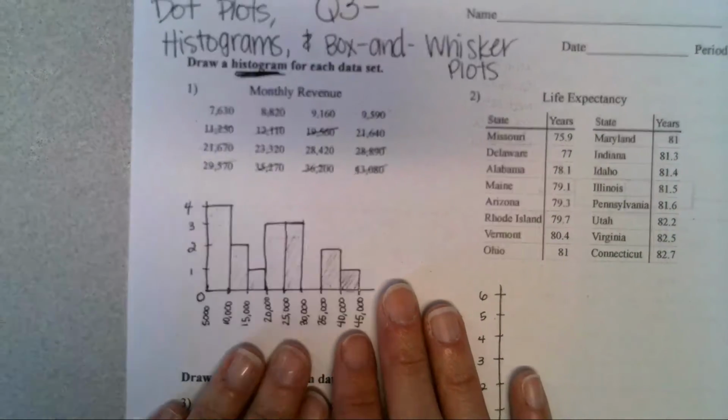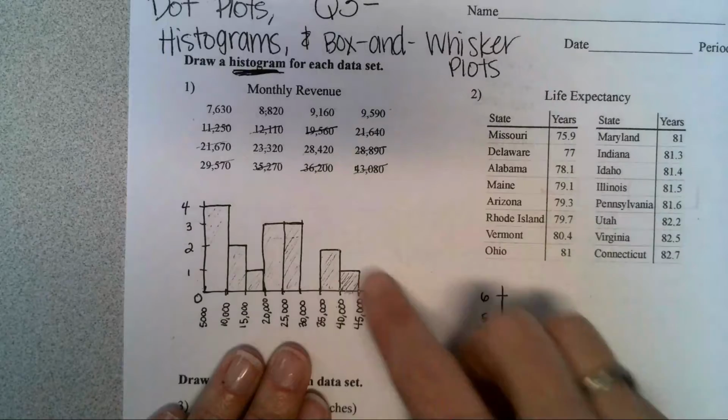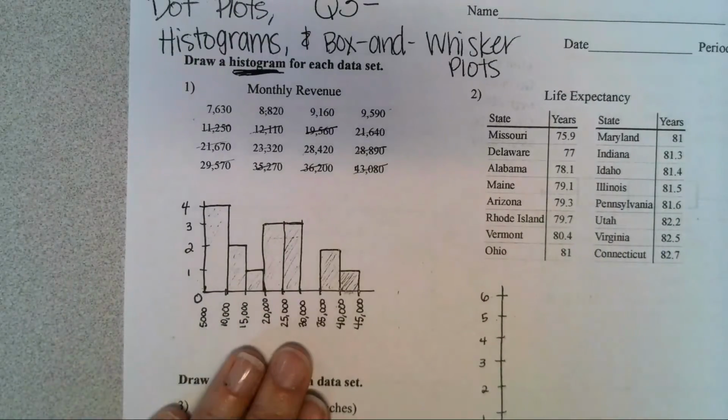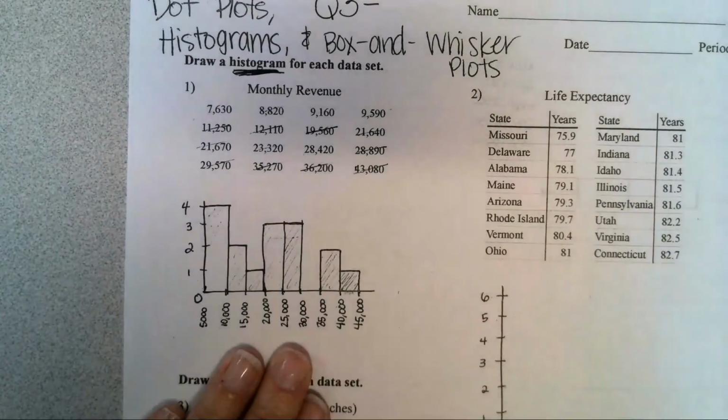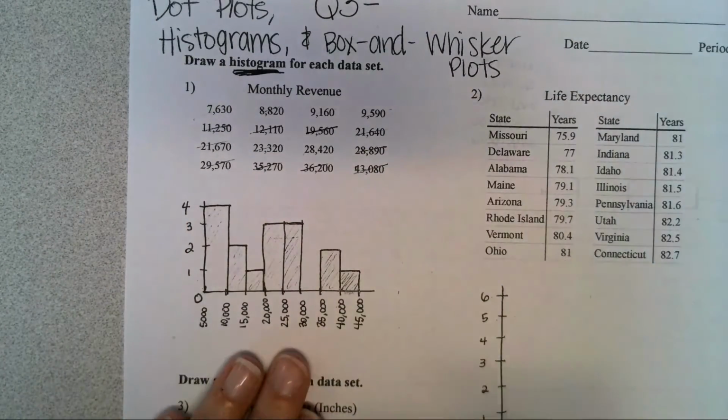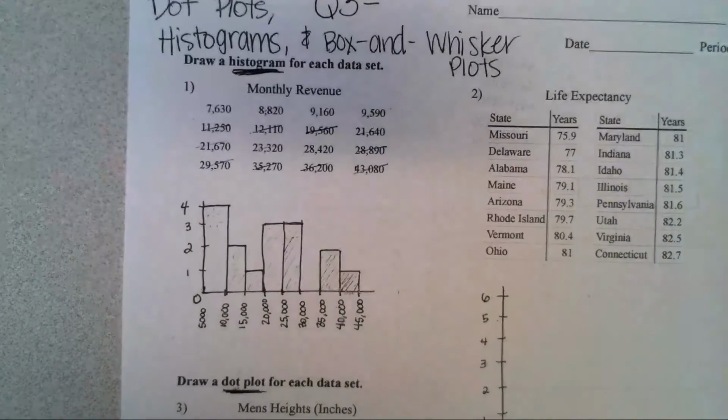It does show us kind of the spread of the data, and you can see that we had the most values between 5 and 10,000. However, it's not going to tell you exactly what those values were. So there are some drawbacks to histograms. Okay, let's talk about a dot plot right now.